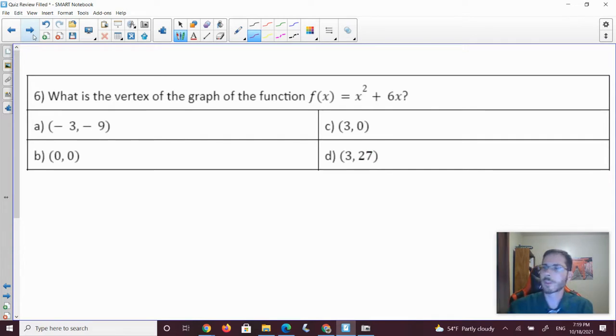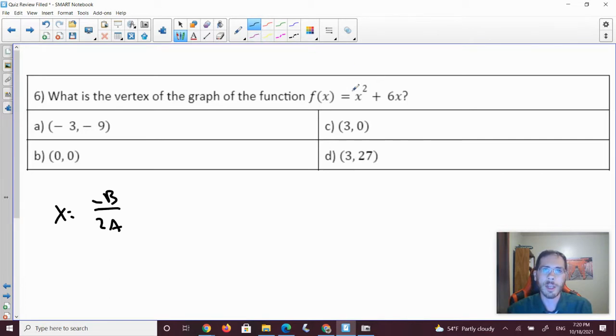For 6, what's the vertex of the graph of the function f of x equals x squared plus 6x? For this one, we want to use the equation x equals negative b over 2a. So we want to find the axis of symmetry because that's going to be the x coordinate. So I'm either going to get 0, -3, or 3 because those are the only options I got in the choices. So let's plug them in.